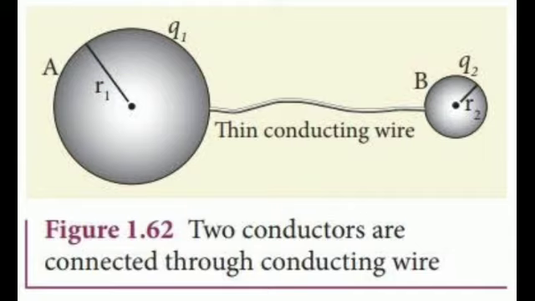So Q is equal to Q1 plus Q2. Q1, Q2 are the charges. The electrostatic potential at the surface of the sphere A is given by VA is equal to 1 by 4 pi epsilon naught Q1 by R1. The electrostatic potential at the surface of the sphere B is given by VB is equal to 1 by 4 pi epsilon naught Q2 by R2. The surface of the conductor is an equipotential. So VA is equal to VB, or Q1 by R1 is equal to Q2 by R2.